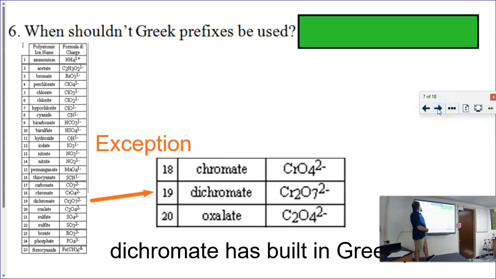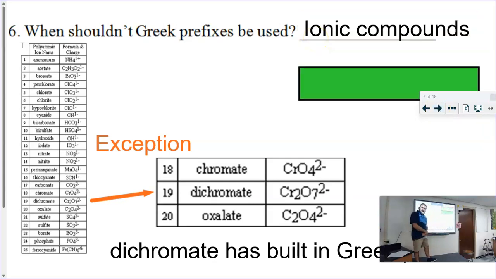Number 6, when shouldn't you use Greek prefixes? Well, when you have an ionic compound, the other type. So we really have two classifications. We have ionic, we have covalent. I would say the majority of what we give you when we're naming and doing formula writing is ionic. And those are going to be metals with nonmetals or anything with a polyatomic ion.